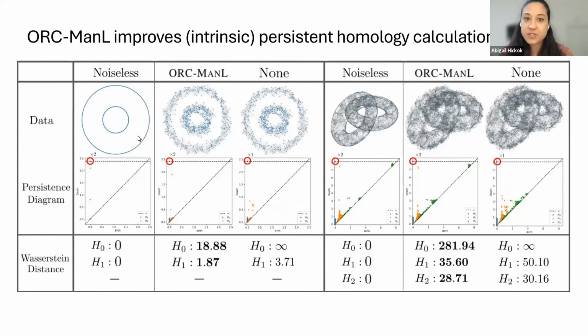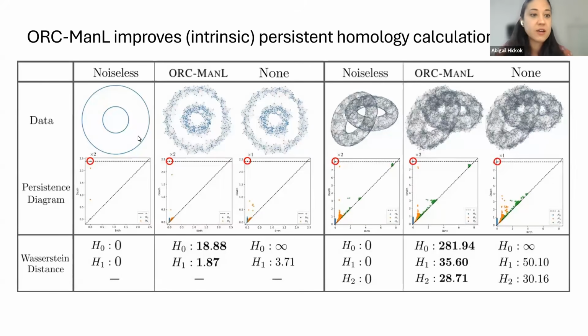Also improves intrinsic persistent homology calculations. So here what we're doing is, rather than using the ambient Euclidean distances for persistent homology, we're using estimated geodesic distances in the manifold for persistent homology. So when using ORC-ManL, what's going on here is you're building a nearest neighbor graph, you're pruning it, and you're calculating the lengths of weighted shortest paths in that pruned graph to estimate geodesic distances, using that for persistent homology. And we're comparing that against just using the plain nearest neighbor graph with no pruning.